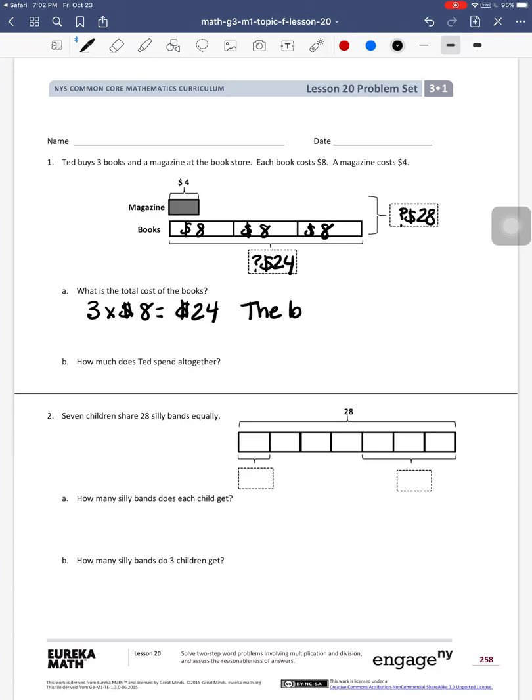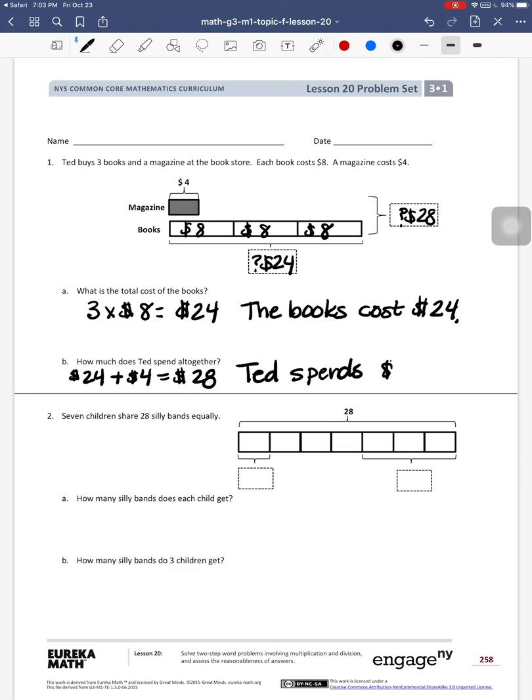The books cost $24. B, how much does Ted spend all together? So we know that the books are $24 plus the one magazine is $4. So 24 plus 4 is $28. So Ted spends $28. All right. 7 children share 28 silly bands equally.